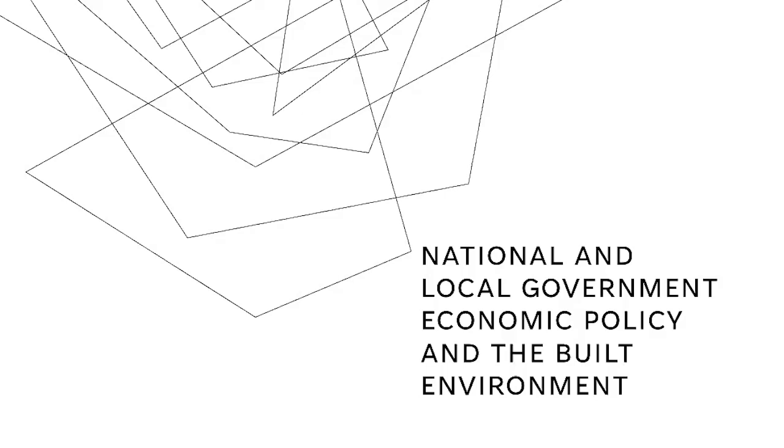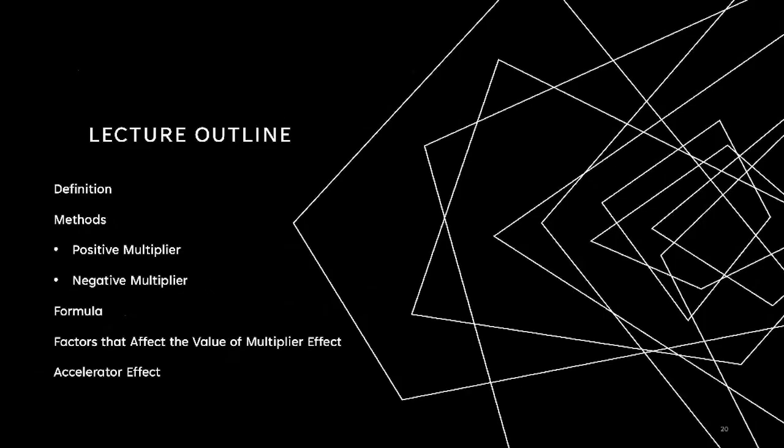This is part 2 for national and local government economic policy and the built environment. We're going to look at the lecture outline first. We're going to look at the definition of the multiplier process, the methods for multiplier, whether it's positive or negative, the formula for calculation, the factors that affect the value of the multiplier effect, and the accelerator effect.